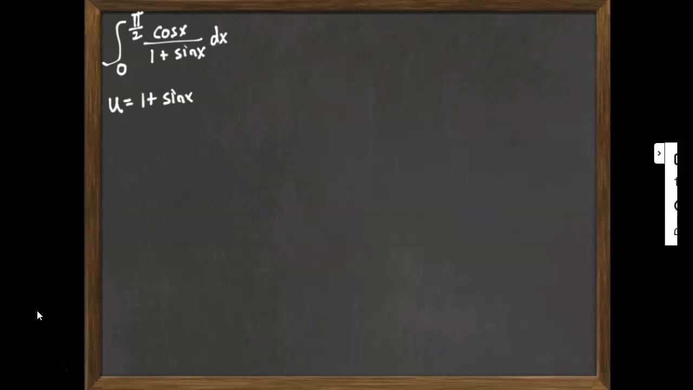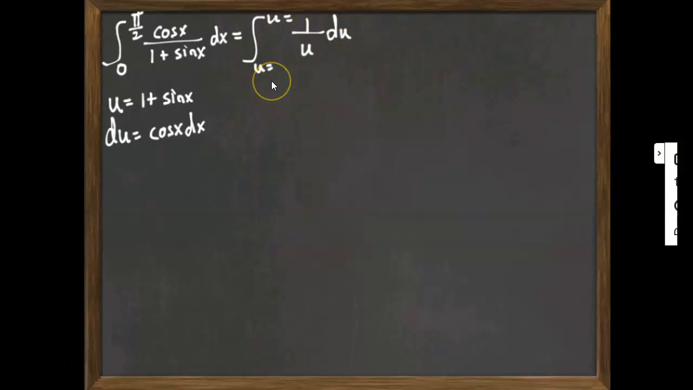Let u be the bottom, 1 plus sine x. We then do the derivative and get that du is cosine x dx. Okay, so I have du exactly as I needed. I don't have to change it. And I have u, so I can rewrite it as 1 over u du.